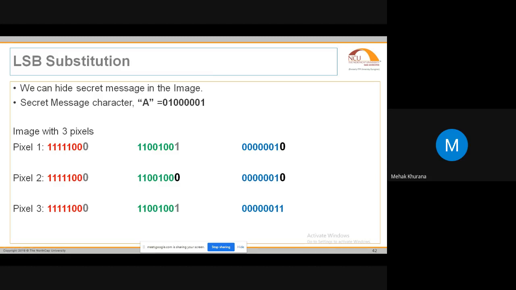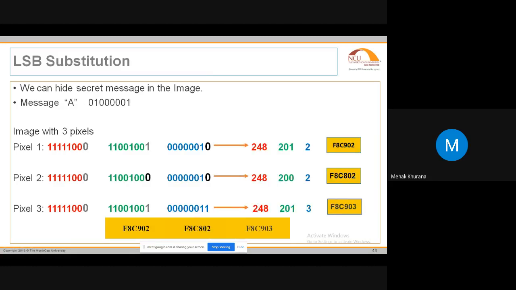Next, please. You can see on the right hand side, after the change in the bits, I have converted back into decimal values, which come out to be 248, 201, and 2. Earlier it was 248, 201, and 3. In the second pixel it comes out to be 248, 202. Earlier it was 248, 201, and 3. So there is a 2-bit change, in the 201 here and the 3. And the last one is the same as it was, with no change: 248, 201, and 3.